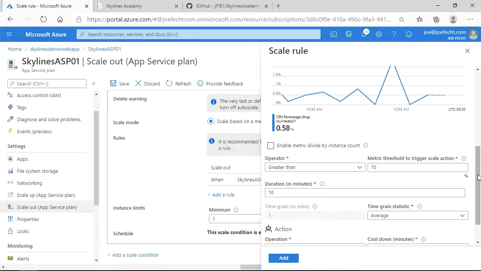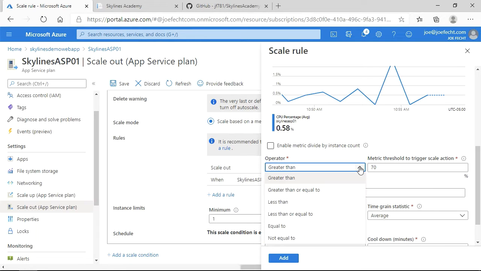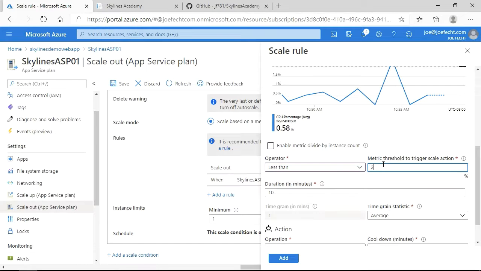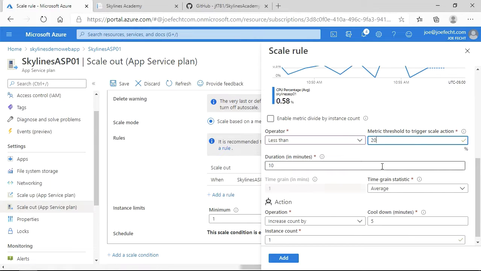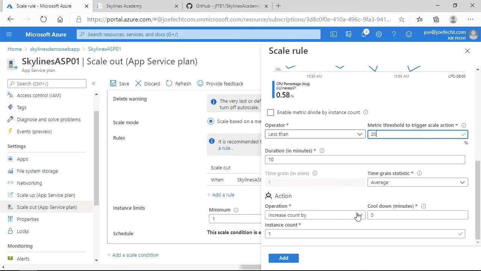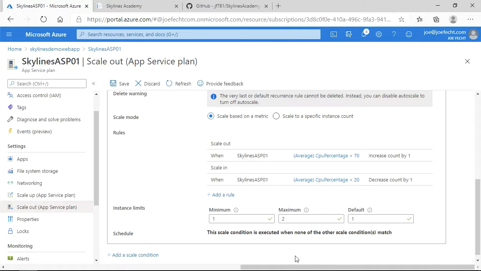However, instead of being greater than 70%, we're going to select the operator to be less than 20% over that same 10-minute period. And this time we're going to decrease the count by 1 with the same cooldown period. This is essentially using the exact same concept, except if the CPU utilization is below 20%, we're going to say our usage is relatively low, so we don't need all of those instances. So we're going to go ahead and remove one. And we'll go ahead and click add here.